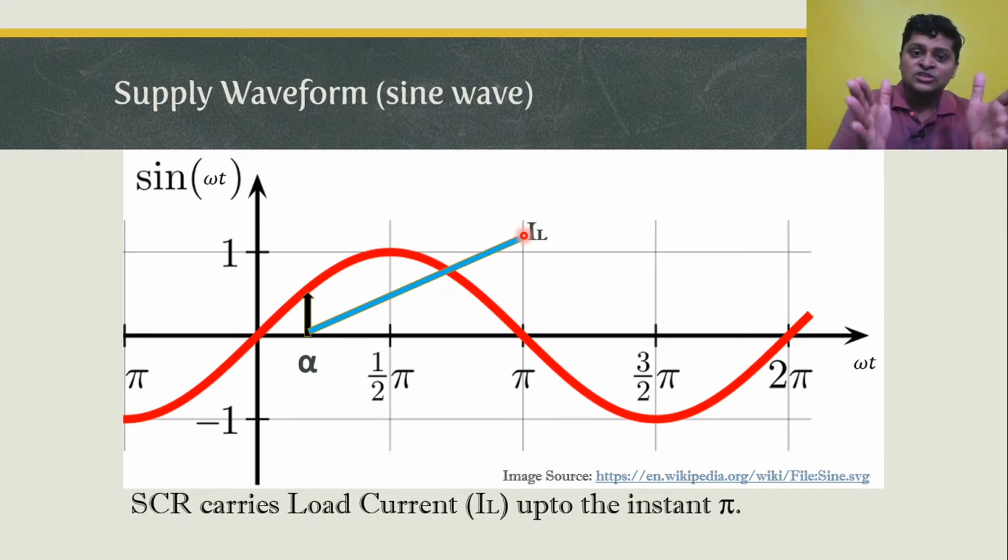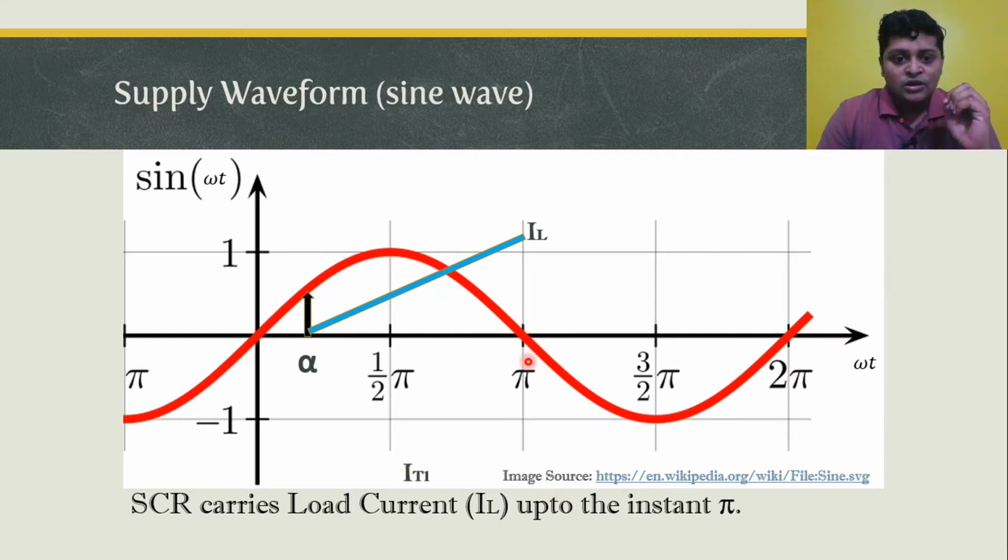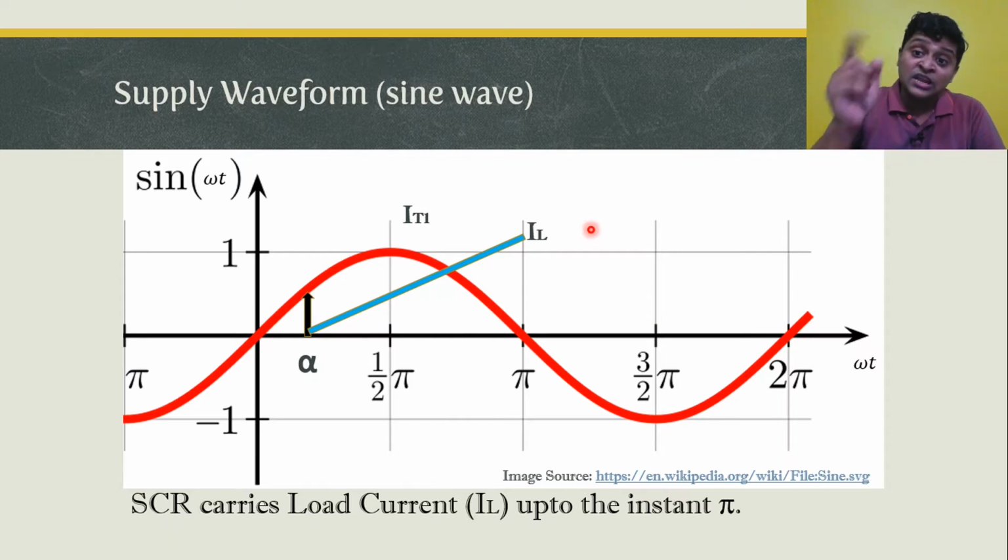That is what is the inductive effect, in which we observe a phase difference between load current and load voltage. So at the instant pi, the supply voltage is at a minimum point. Because of that, load voltage reaches the minimum value, but the load current will be at the maximum value, which can keep the SCR in on condition. So from alpha to pi, the current will be carried by the thyristor T1.